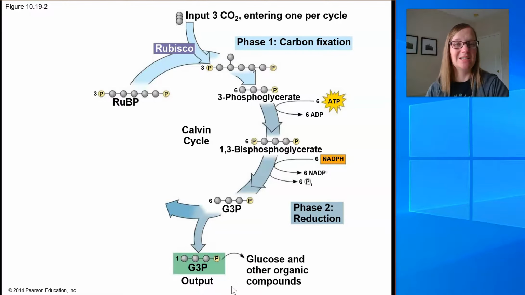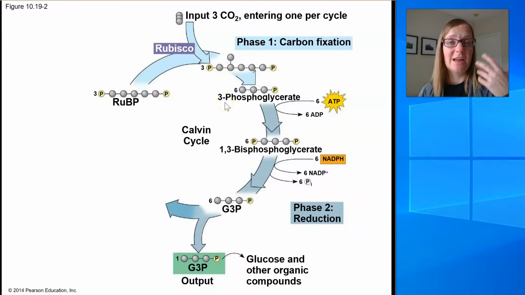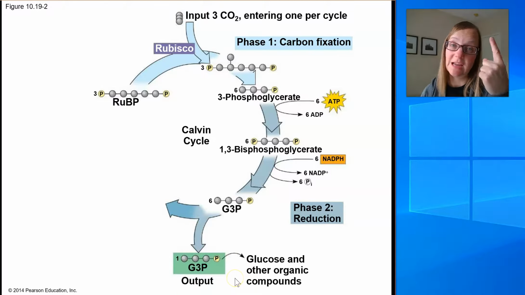Honestly, it also kind of makes sense because if you think about it, you can't create or destroy matter, so whatever matter goes into this cycle is the same matter that has to come out, right? So how many original carbons do we put in? We only put in 3 carbons from 3 individual CO2 molecules. So only 3 carbons, aka 1 G3P, can come out.